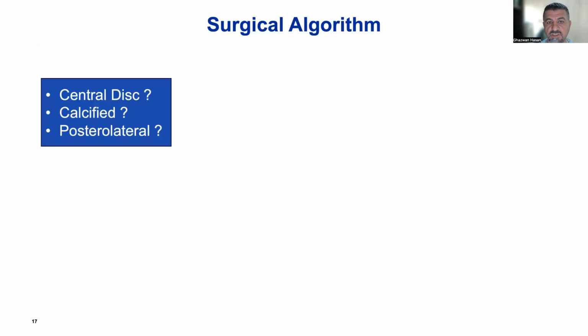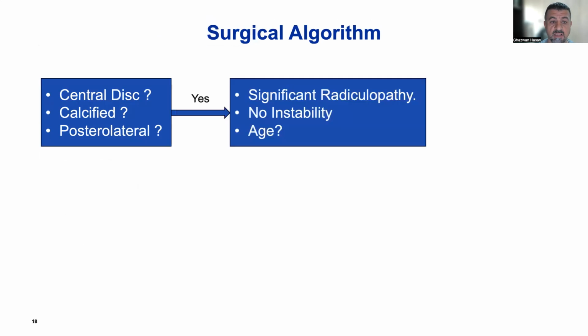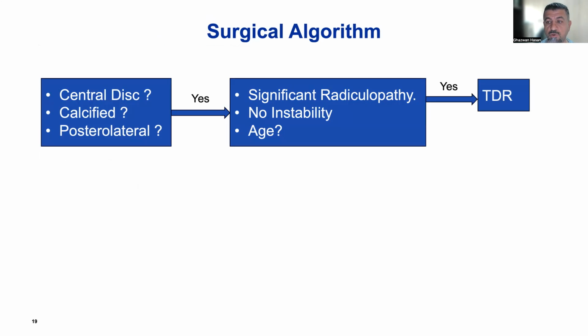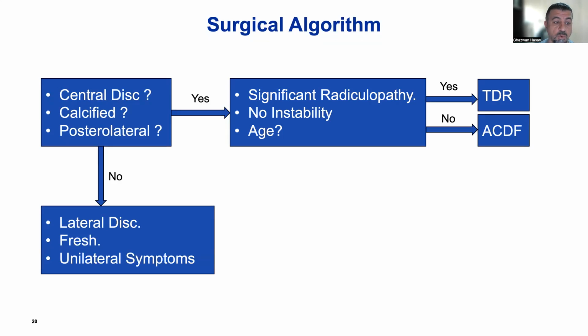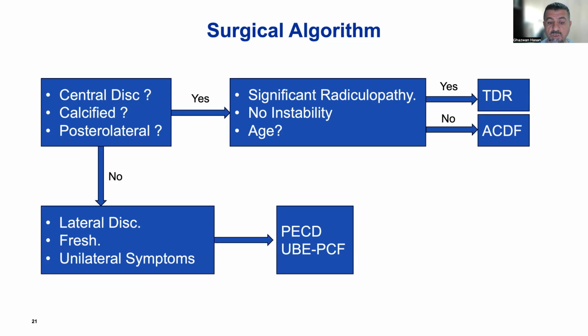This is my surgical algorithm to treat the disc when the disc is calcified, central or posterolateral. If yes, with a significant radiculopathy, no instability, and young age, we can go with a TDR. While if it is associated with significant neck pain, there is some sort of spondylosis or instability, or elderly age, I will prefer the ACDF. While if the disc is a fresh lateral disc with unilateral septums, definitely I will recommend the posterior endoscopic cervical discectomy, whether by uniportal or biportal.